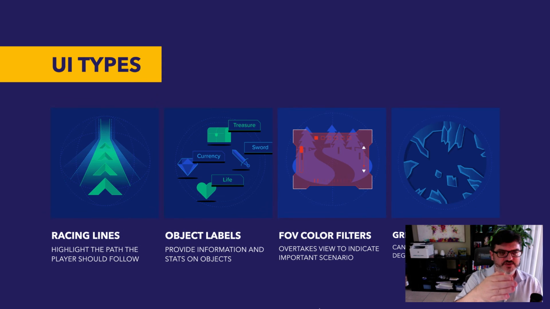Racing lines, sometimes showing you the ideal path to take in a racing game. Object labels, field of view color filters. So this might flash red when you've been hit, right? To show you, or grime, like I showed you on the car, indicating damage. Sometimes it appears on your first person screen.